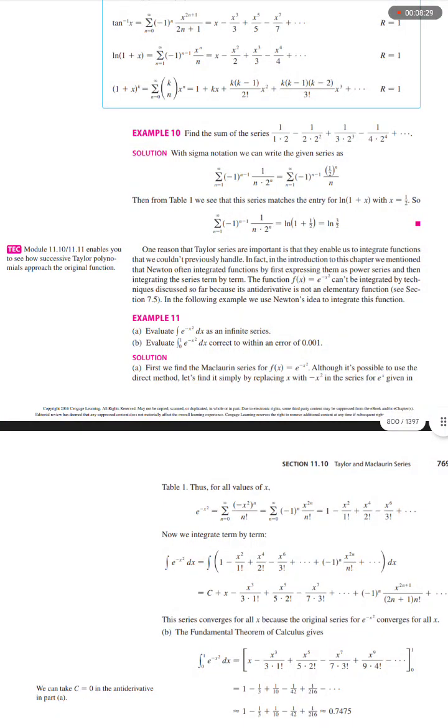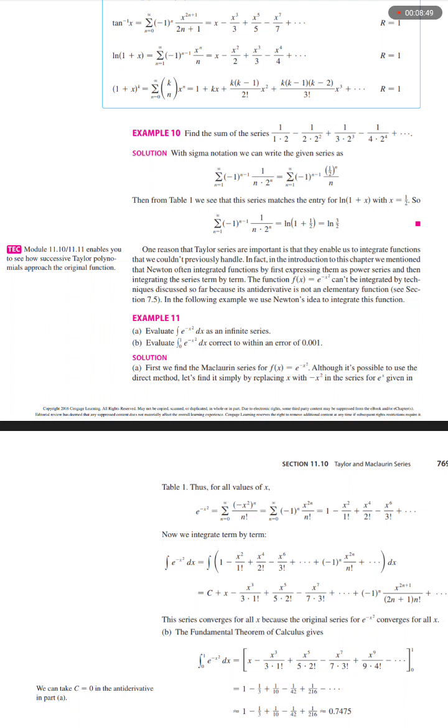Example 10. Find the sum of the series 1 over 1 times 2 minus 1 over 2 times 2 squared plus 1 over 3 times 2 cubed minus 1 over 4 times 2 to the 4th power plus ellipsis.